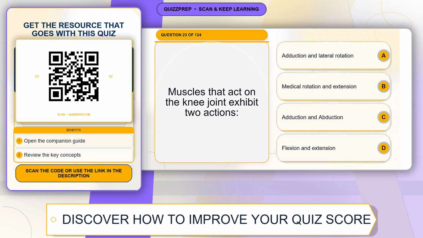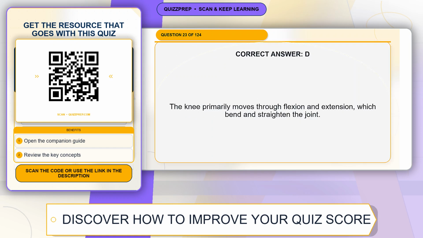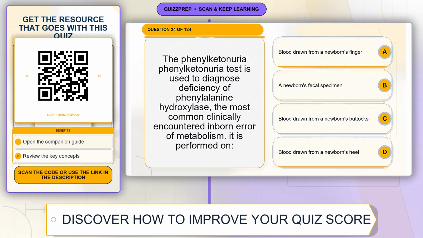Question 23. Muscles that act on the knee joint exhibit two actions. Option A, adduction and lateral rotation. Option B, medial rotation and extension. Option C, adduction and abduction. Option D, flexion and extension. The correct answer is option D, flexion and extension. Explanation. The knee primarily moves through flexion and extension, which bend and straighten the joint. Question 24.